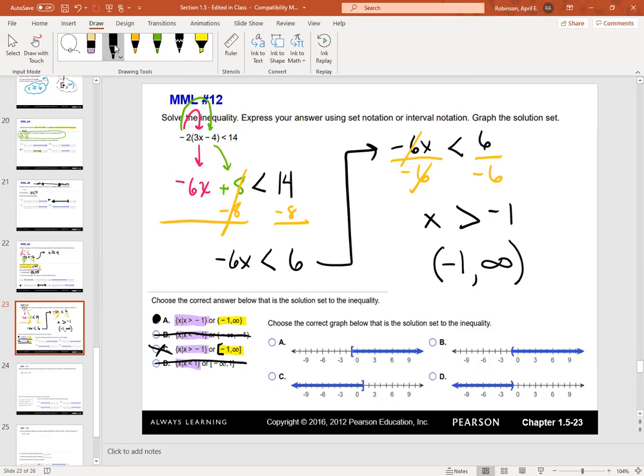And that picture would be choice B. That's negative 1 right there. There's your parenthesis, and it's going towards infinity.